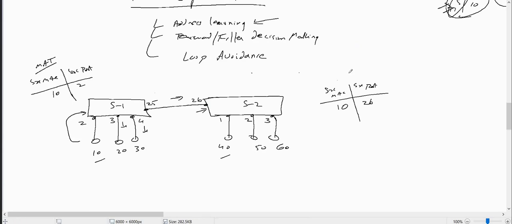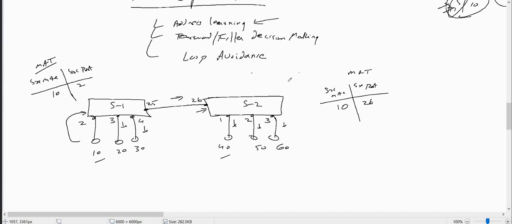Again, I learned it and I put it in my MAC address table, and I will look for the destination in my MAC address table. At this point, the destination is 40 and I don't know where it is. Because I don't know where it is, I will send it to all other ports except the port through which I received it. Because I received it on port 26, I will send it on all other ports.